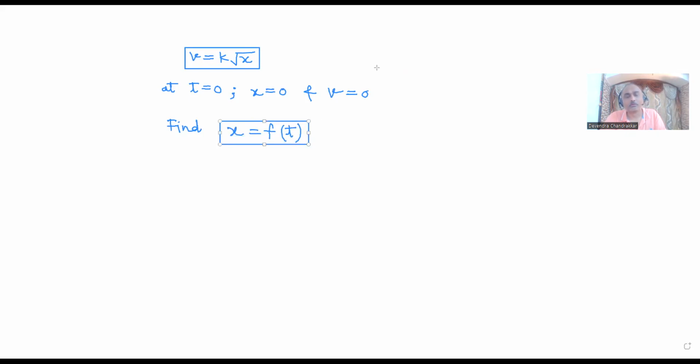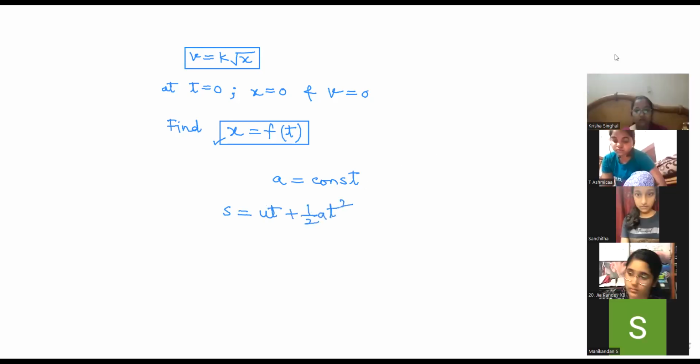Now, how many of you think that x is what? X is the displacement of the particle, because x initially is 0. So it is a function of time. What we will do is, I will simply write acceleration a as some constant which is not given, and I will write v is equal to u plus at, sorry, s is equal to ut plus half at square, and solve it. Can you do it like this? Any one of you? Can we do it like this?